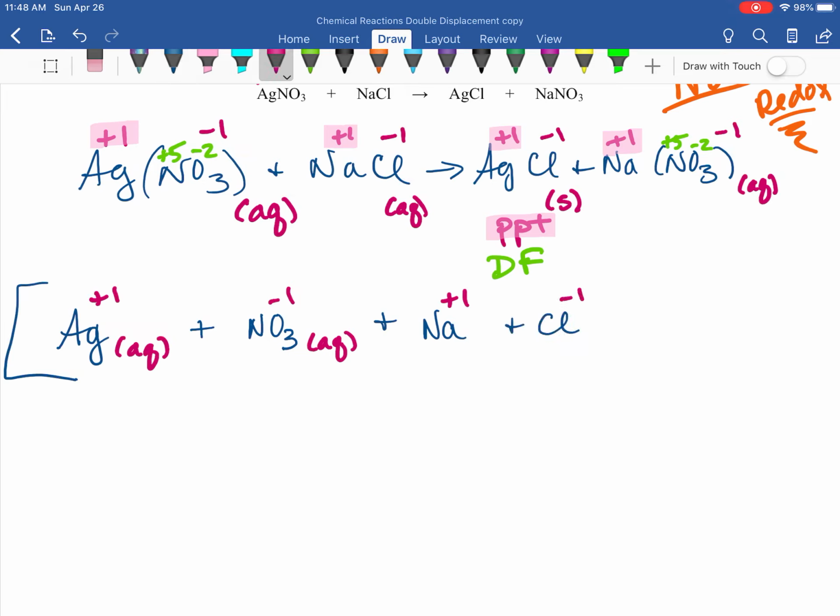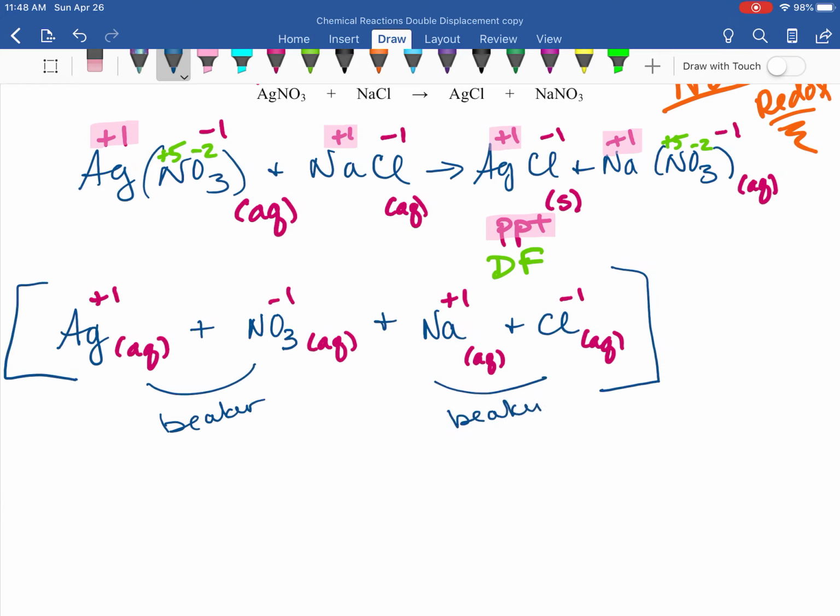All right, so let's do the same thing for sodium chloride. Break the ionic bond. That means you've got a sodium floating around, and that is aqueous. And you've got your chloride floating around, aqueous, okay? So then we put a bracket around that. That is what your entire reactant side looks like.